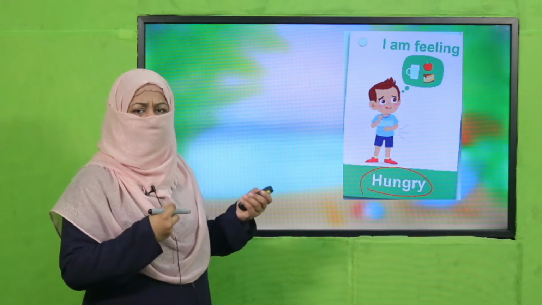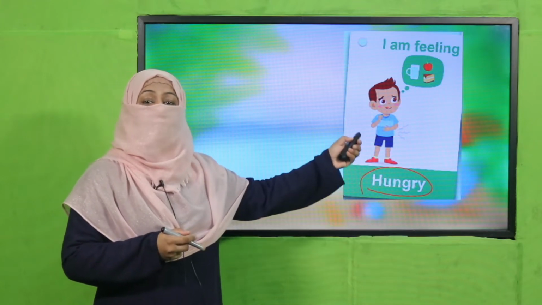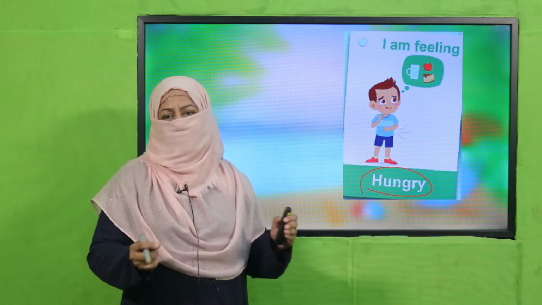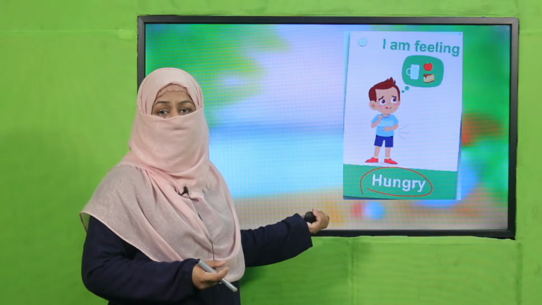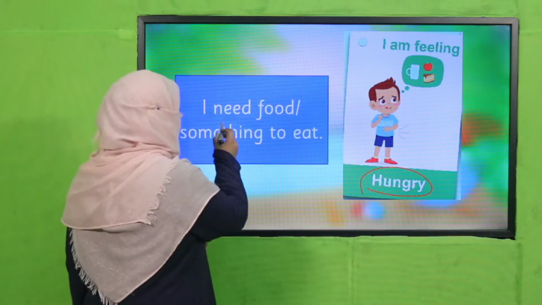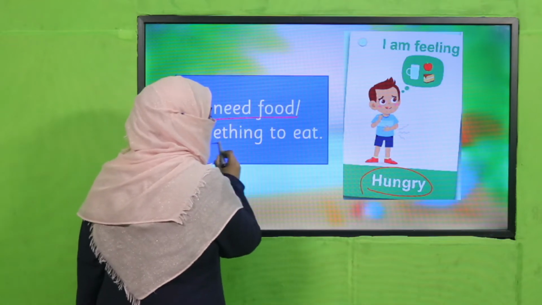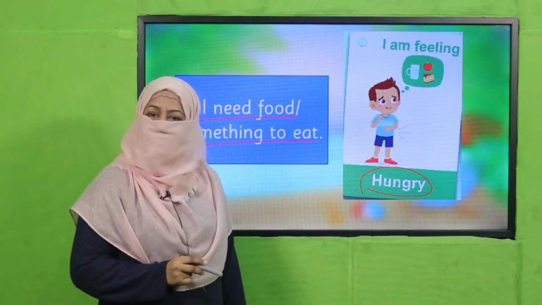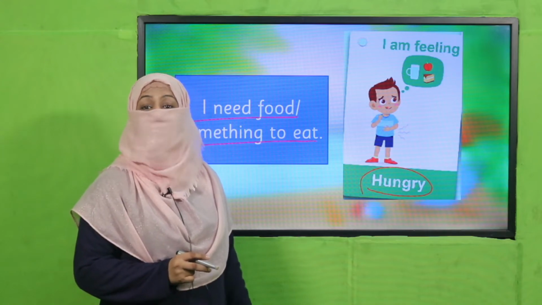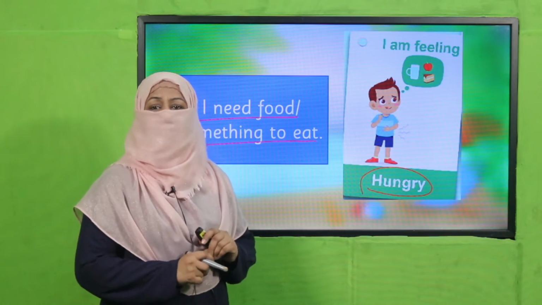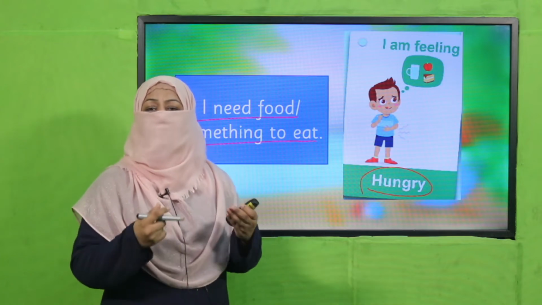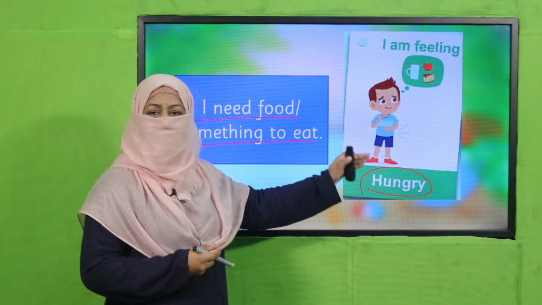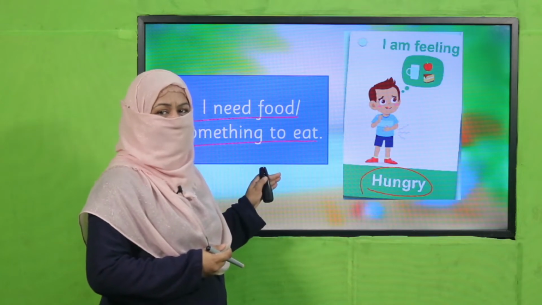I'm feeling hungry. So when you are hungry, whatever you're feeling, there are feelings which are associated with your needs. So when you are hungry, what do you need? Yes, you need food. I need food, or I need something to eat. Please give me something to eat. Can I have something to eat? Mama, may I take this fruit because I'm feeling hungry? This is how we express our feelings and our needs, all right?